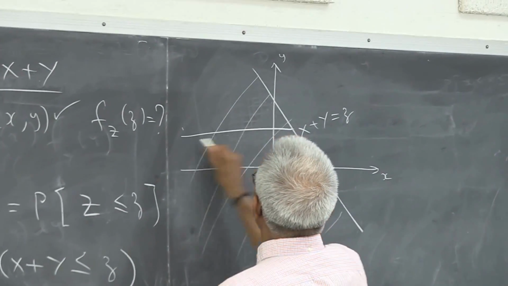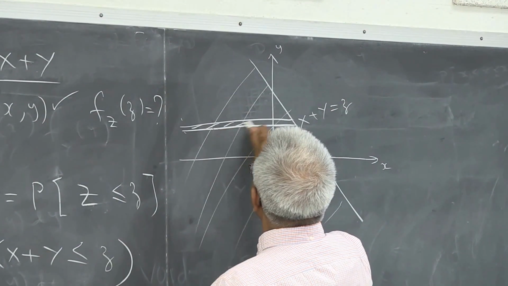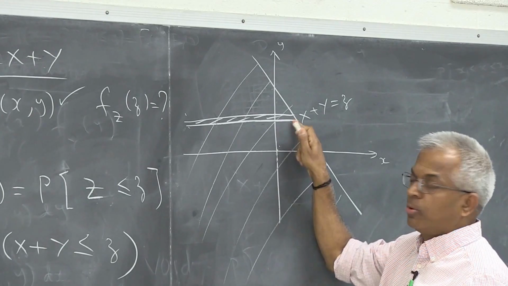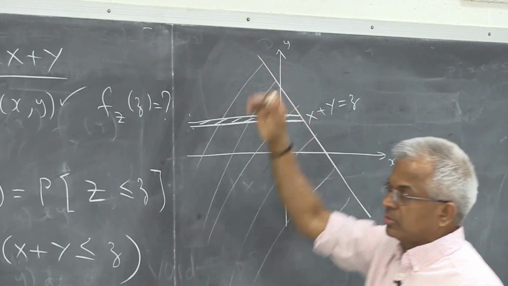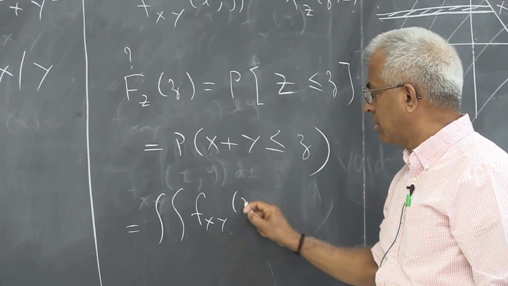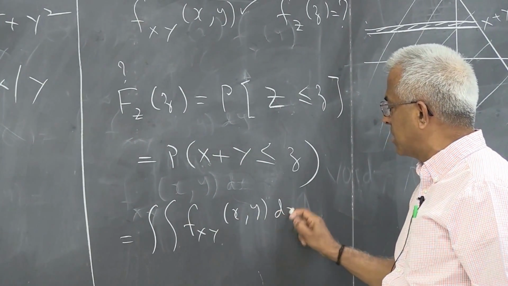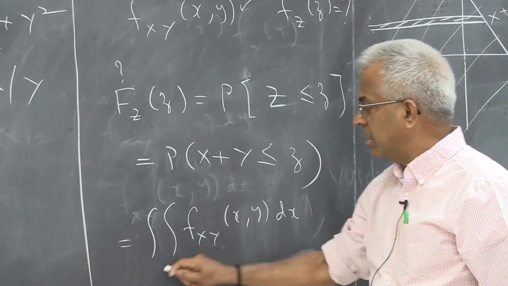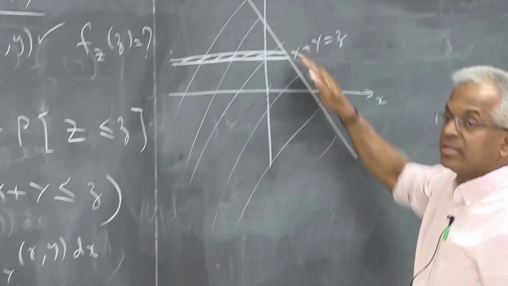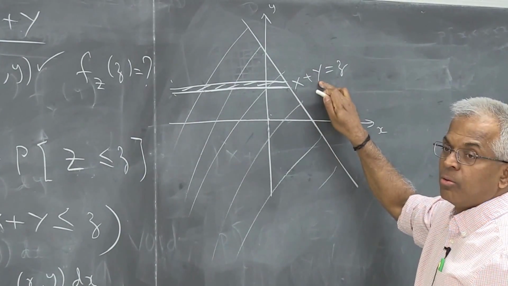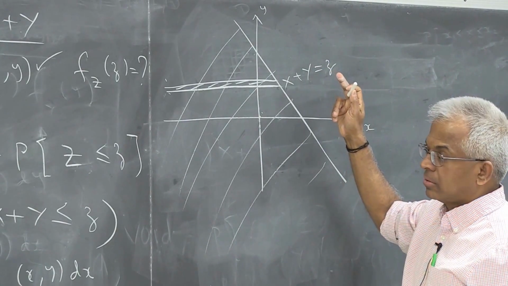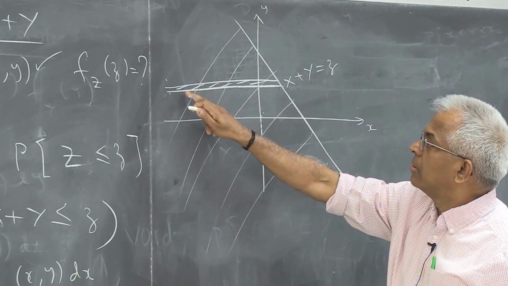You could take a strip like this. The strip in general comes from minus infinity up to this point, and then all such strips. So you could write this as the double integral of f_xy. The way I have written it, I decided to integrate on x first. x goes from minus infinity. What will be the limit on y? The limit on y is dictated by this line, so y is going to be z minus x. Yes, z minus x. Right. I'm sorry.